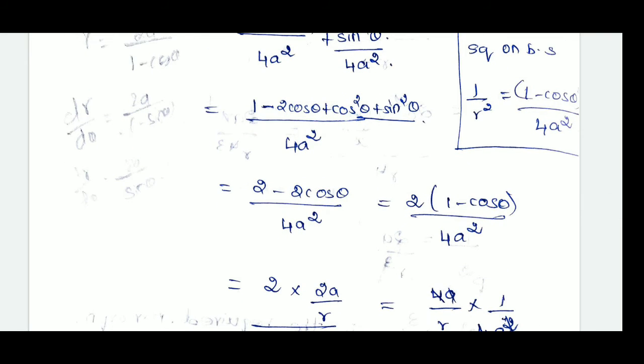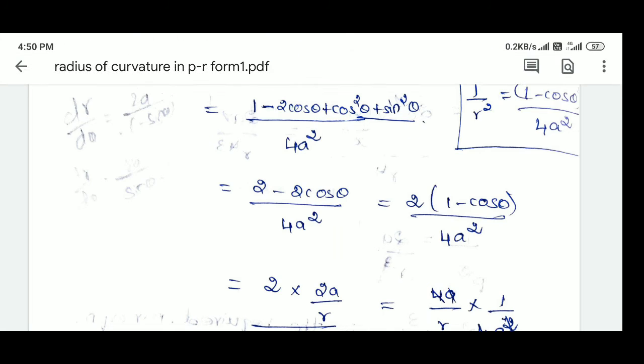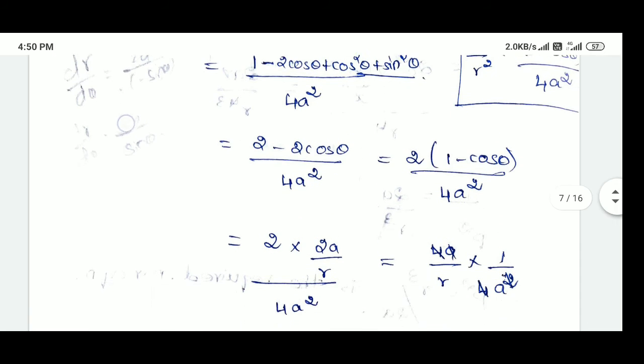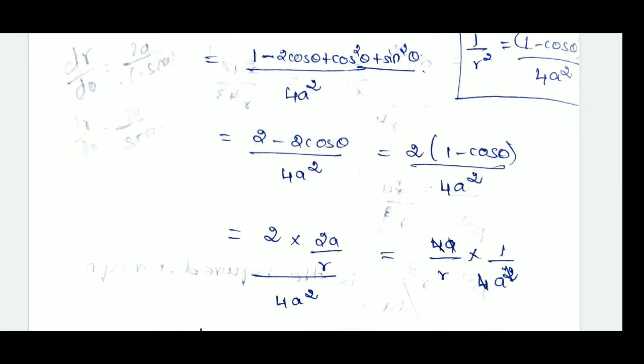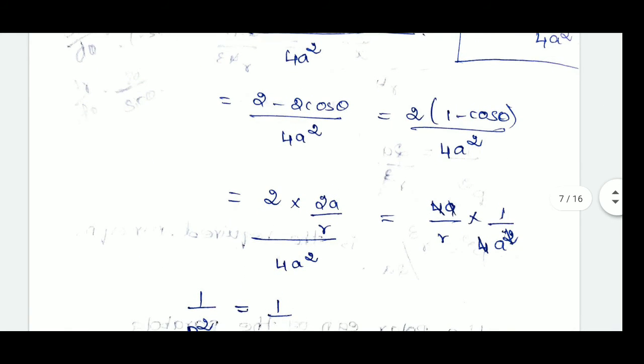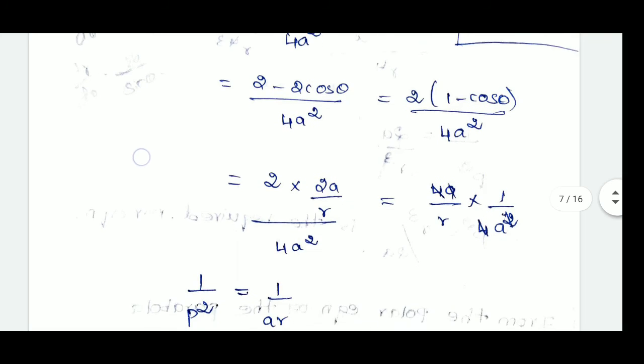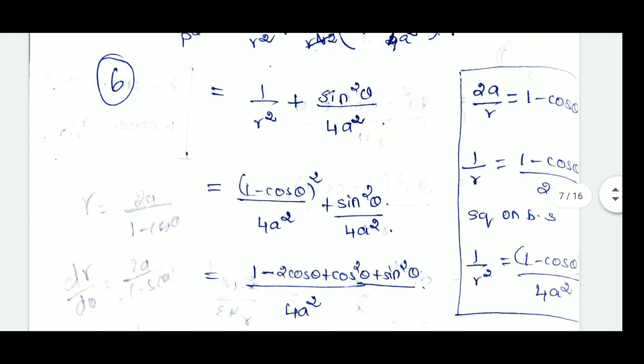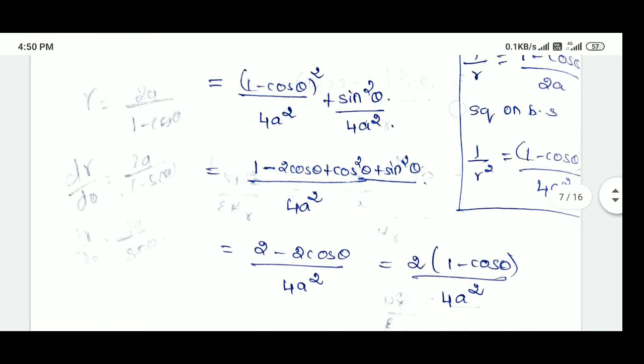Adding the two terms, cos square theta plus sin square theta, we get 1. 1 plus 1, we get 2. 2 minus 2 cos theta by 4a square, that is 2 into (1 minus cos theta) by 4a square. Instead of 1 minus cos theta, we can substitute 2a by r.